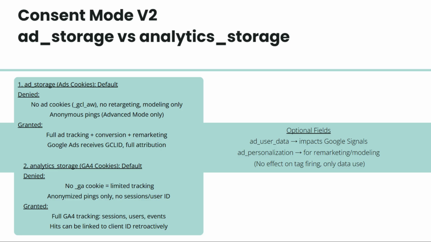By carefully handling these two settings, you abide by users' consent and maintain as much functionality as possible in each case. And thanks to consent mode, even when they're denied, you're not completely in the dark. You still get aggregate insights without compromising privacy.